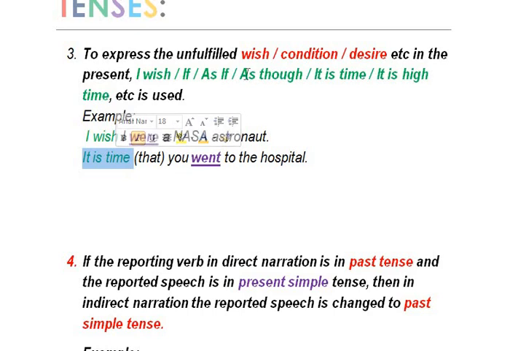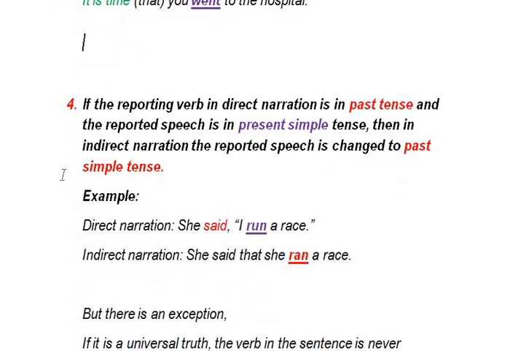And coming to "it is time": it is time is nothing but an unfulfilled desire. It is time you went to the hospital. "You went to the hospital" is past simple tense.